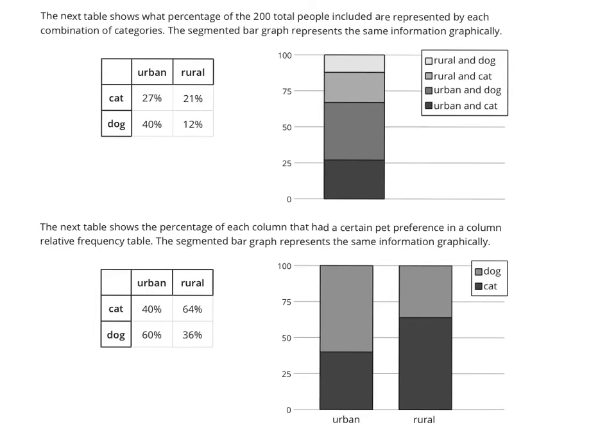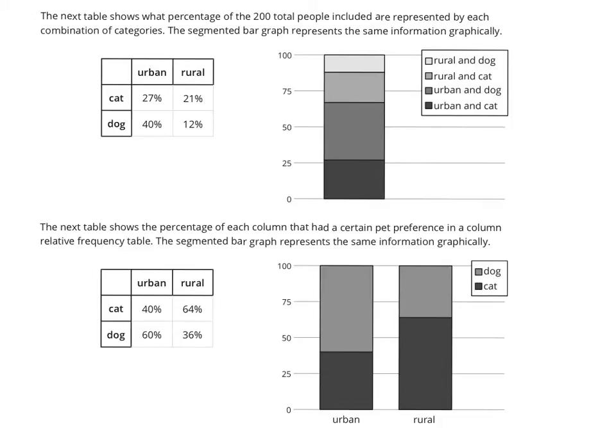In this next page here, and this is in your book as well, this table shows what percentage of the 200 people included are represented by each combination of categories. The segmented bar graph represents the same information graphically. So we have urban and rural, and then we have cats and dogs, and you can see the same information in the graph. The next table, the second one, shows the percentage of each column that had a certain pet preference in the column relative frequency table. The segmented bar graph represents the same information graphically. So there's two different pieces of information there.